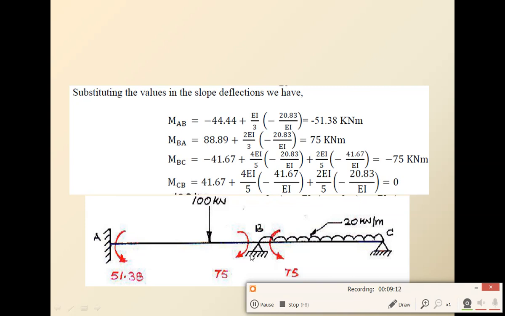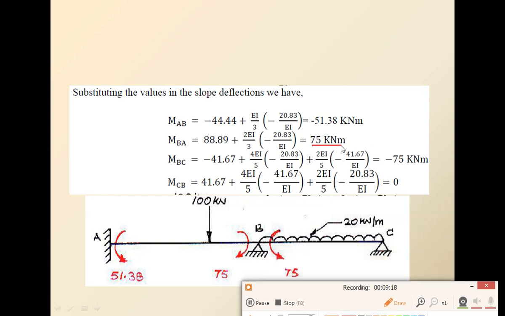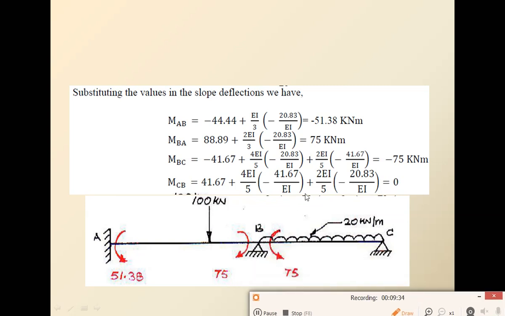You see here at the intermediate joint, that is B, the magnitude of the moment is the same. Only the nature differs. Here it is clockwise for MBA, and for MBC it is anti-clockwise. So at any intermediate support, the adjoining moments are opposite and equal.